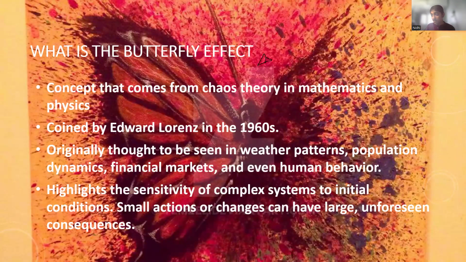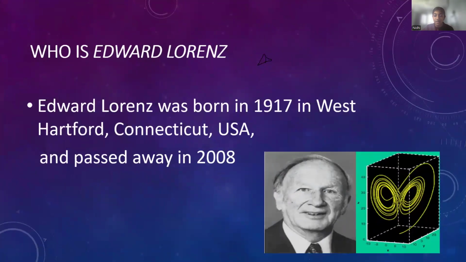What is the butterfly effect? It's a concept that comes from chaos theory in mathematics and physics. It was coined by Edward Lorenz in the 1960s. It was originally thought to be seen in weather patterns, population dynamics, financial markets, and even human behavior. It highlights the sensitivity of complex systems to initial conditions. Small actions or changes can have large unforeseen consequences. It suggests that small changes or actions can lead to significant, often unpredictable outcomes in complex systems.